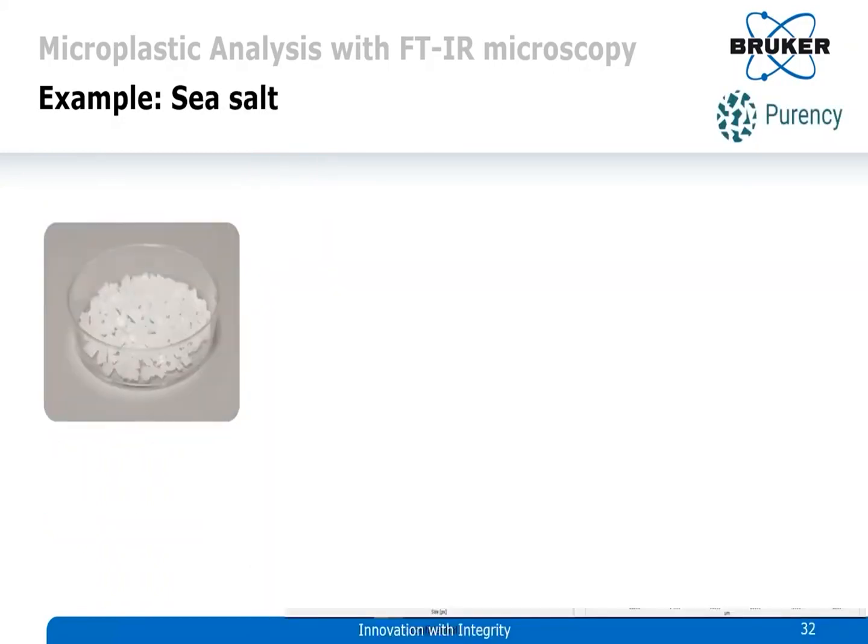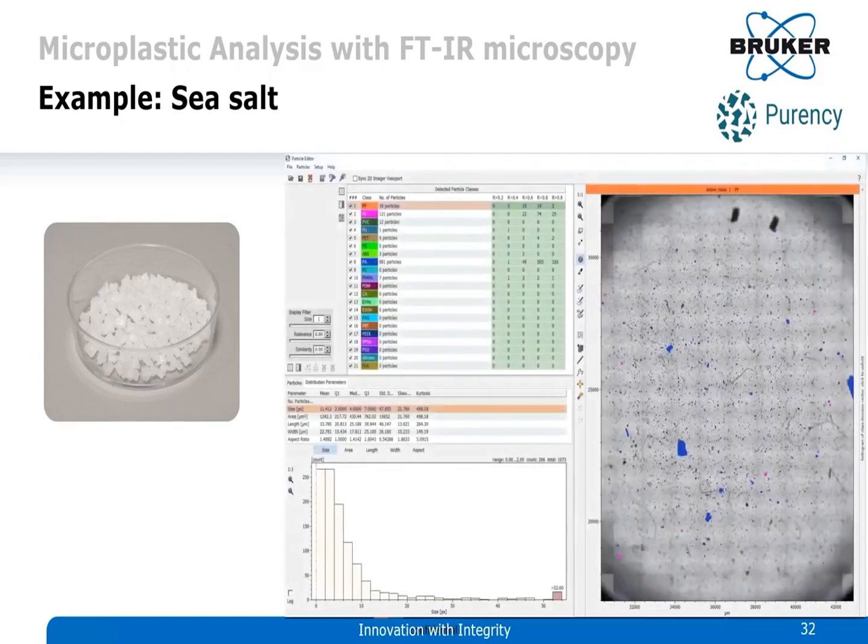Another example is sea salt. This was just dissolved in water, filtered, and then thoroughly washed to get rid of all the salt that may have been stuck to the filter. Again, this is what the result looked like. We actually found a lot of PA and PE particles in the sample. As you can see, the blue color belongs to the class of PA, and the pink belongs to the PE class. So this was actually heavily contaminated.